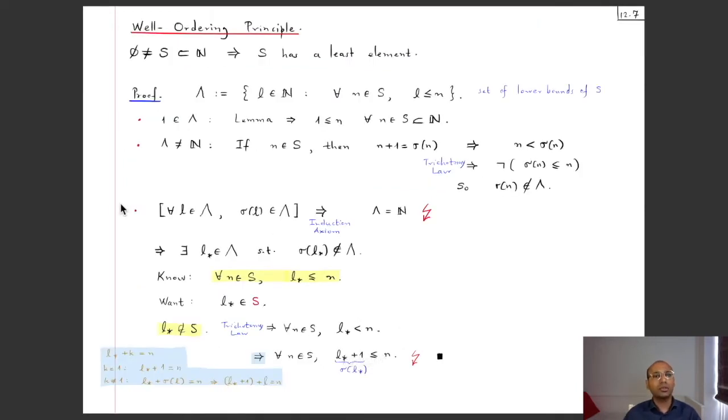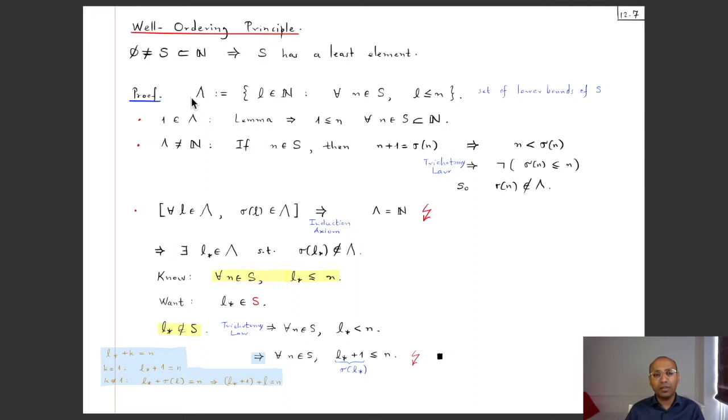Okay, so we'll now show the well-ordering principle, which says that if S is any non-empty subset of the natural numbers, then S has a least element. So to prove this, we will consider the set lambda, which is the set of all lower bounds of S. So it's the set of all natural numbers L, such that for every n belonging to S, L is less than or equal to n.